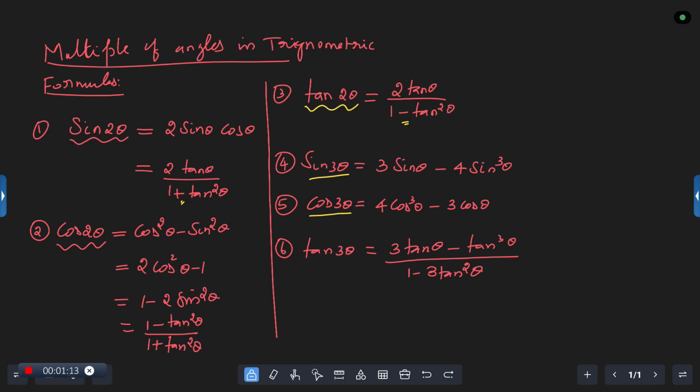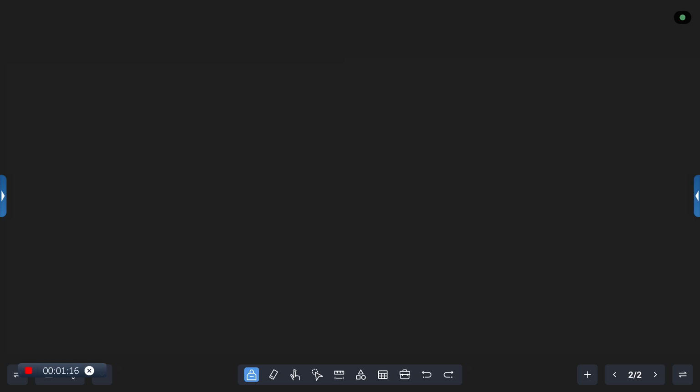Yes, now we are going to see the exercise number 2.2. For this exercise, we are going to use the formulas from the multiple of angle. Yes, exercise number 2.2. Question number 1. Prove the following.